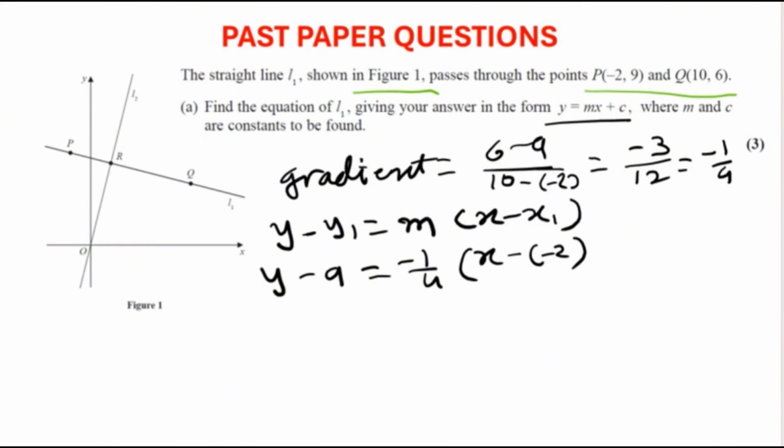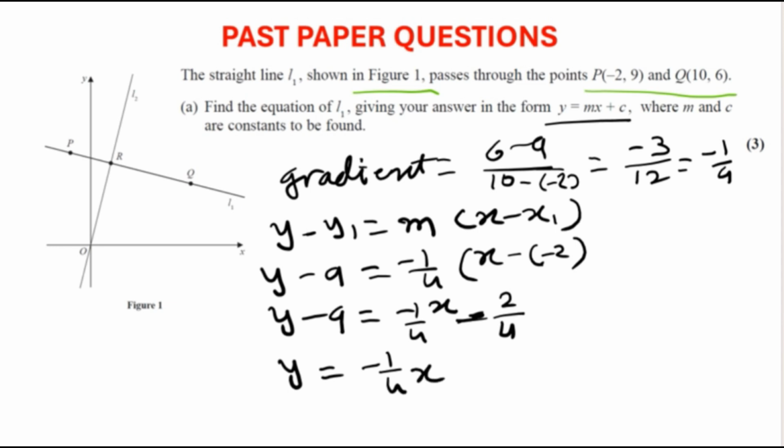So y minus 9 is equal to minus 1 over 4x, then minus minus gives plus, and then minus, so that will give me 2 over 4. I will simplify it later in the next step. Okay. Now move the plus 9 to this side. So y is equal to minus 1 over 4x minus 2 plus 9.